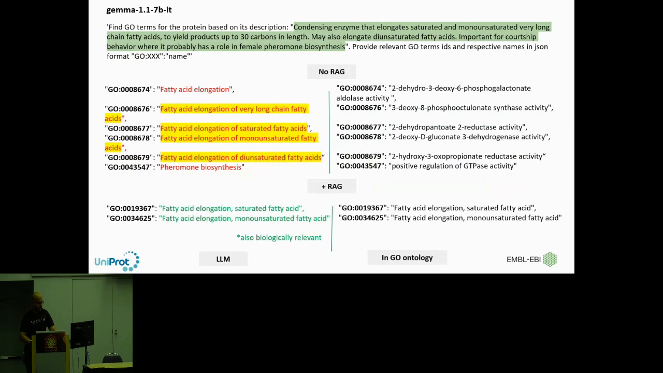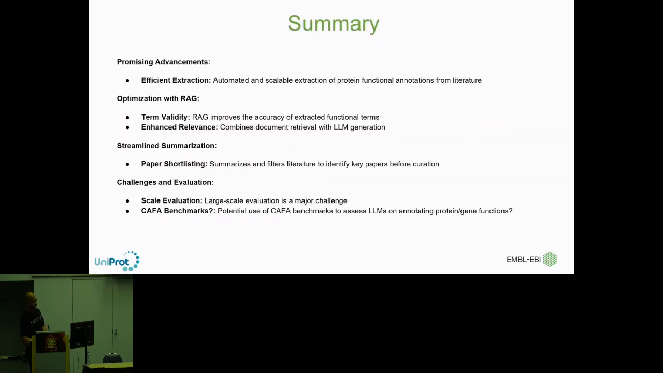So the results were really good. One of the responses is a very small response, a function. The GO terms you see in red do not exist, but the yellow ones were wrong mappings. With RAG, although the number of GO terms reduced, the validity of the terms was excellent, and they were biologically relevant. So in the end, I would like to summarize that it is a scalable solution to extract the terms, and RAG can optimize it.